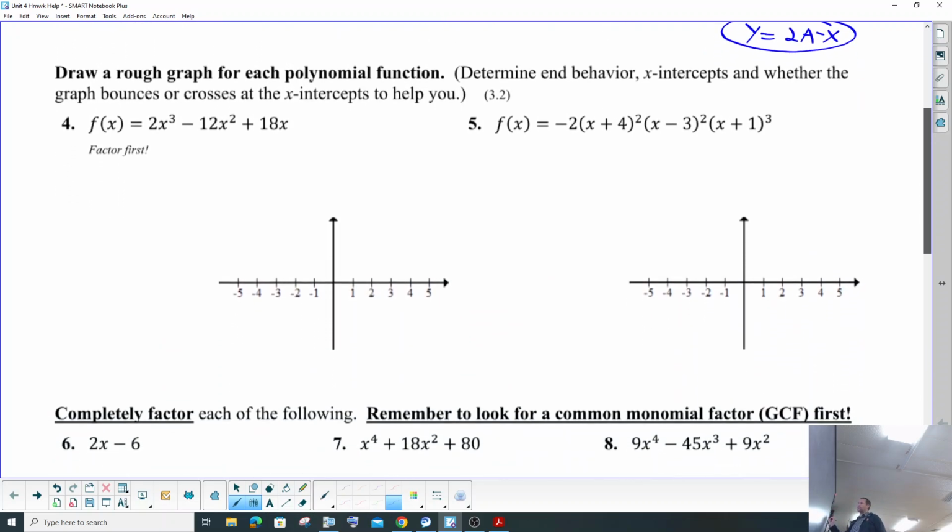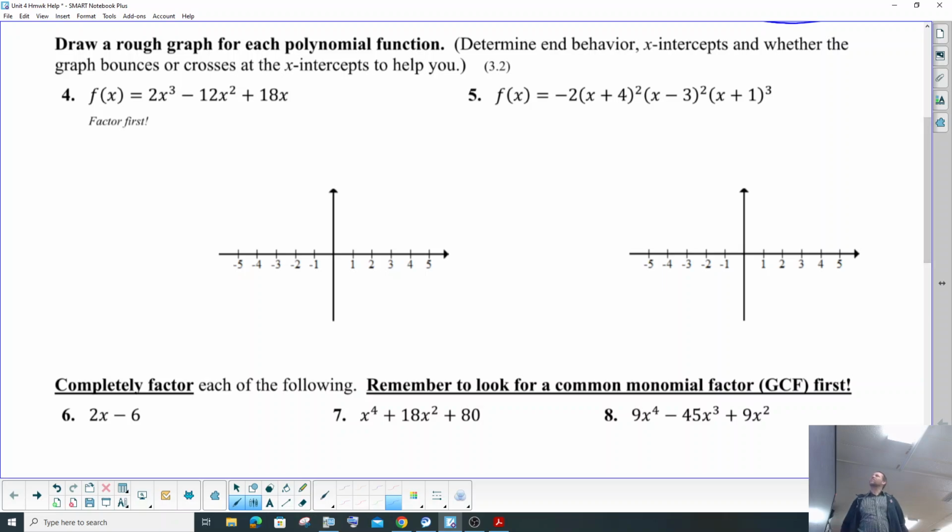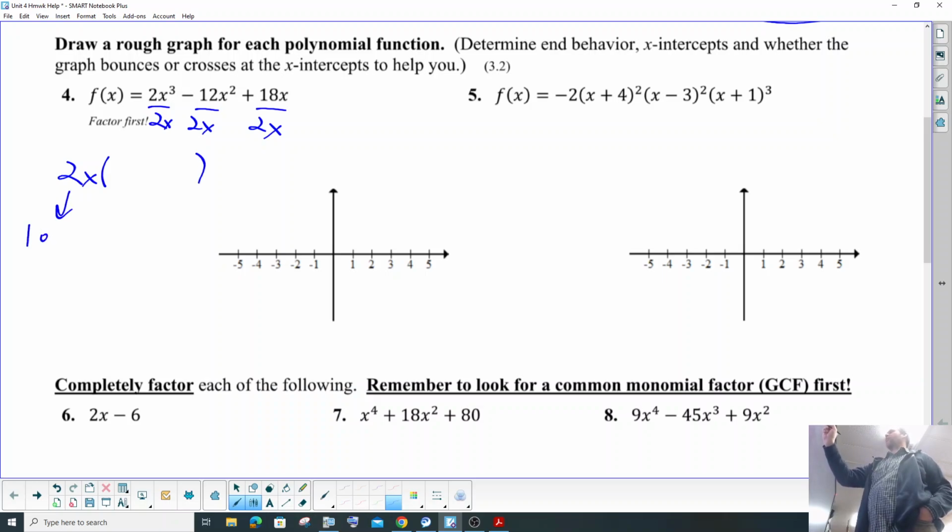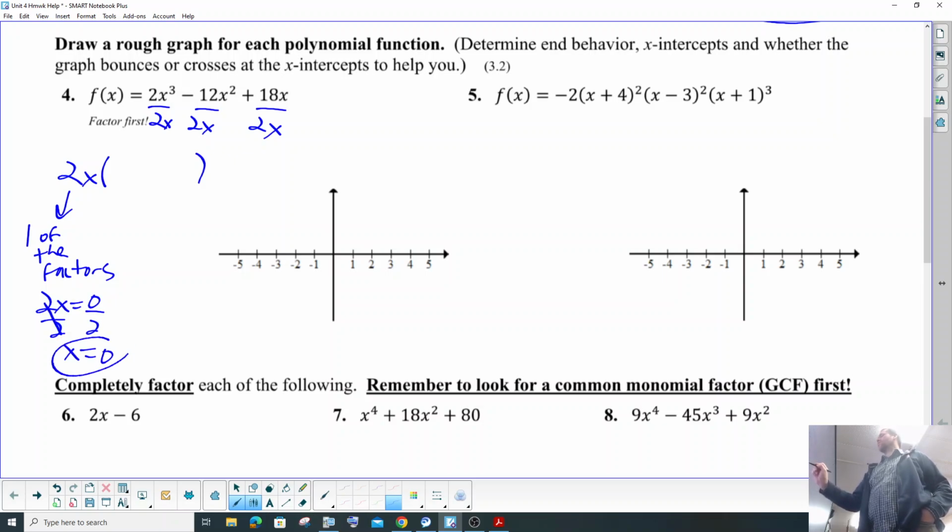Okay, draw a rough graph. Do you remember how to do these? So remember the hint here on this one is you want to pull out a 2x first, and that 2x is going to be one of the factors, and then don't forget you have to set it equal to 0, and so that means that one of our x-intercepts is going to be at 0. And then you find the rest. It's going to be like x squared minus something, something, something. Hey, this is already factored for us.